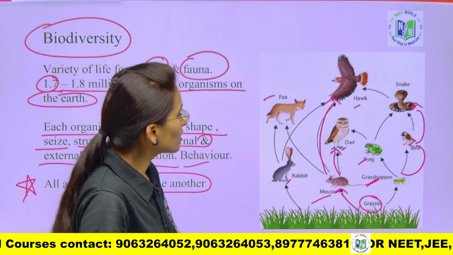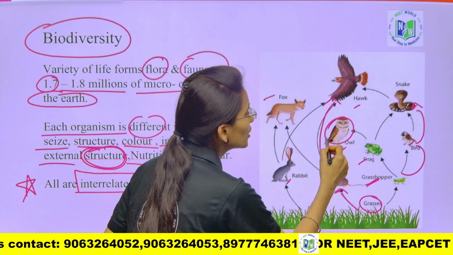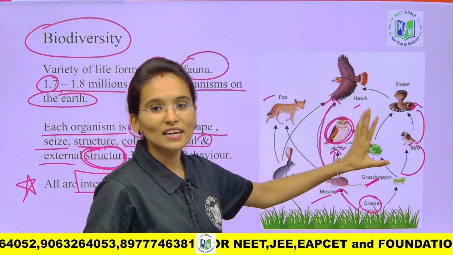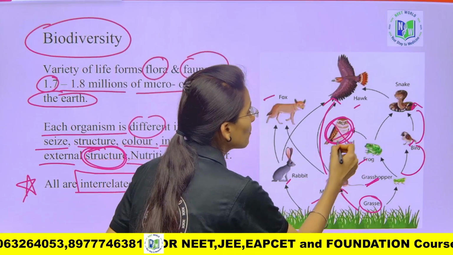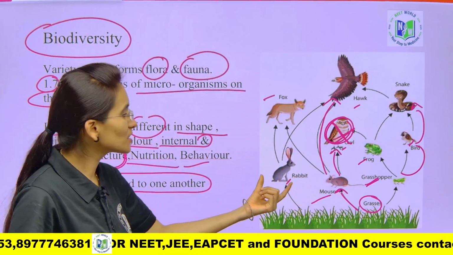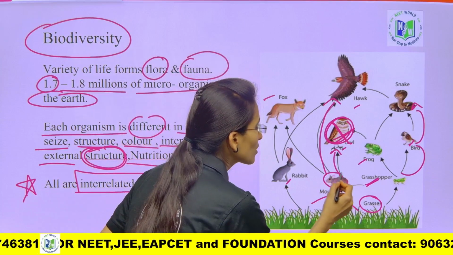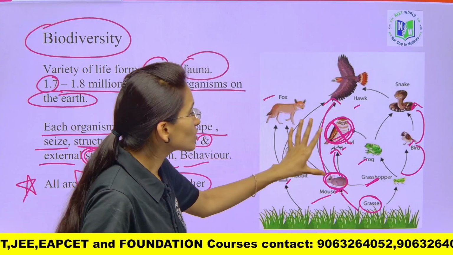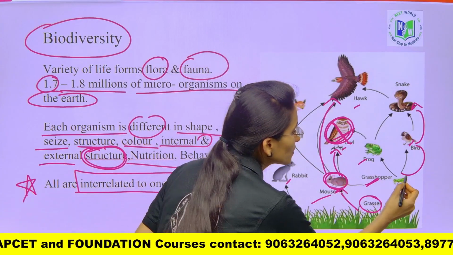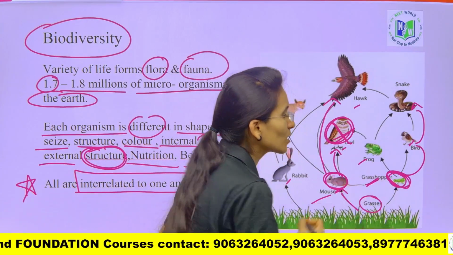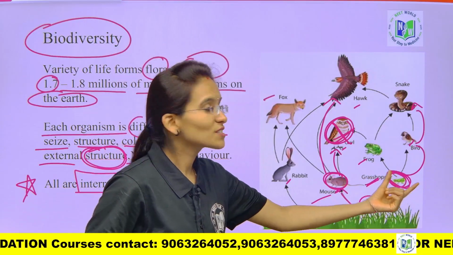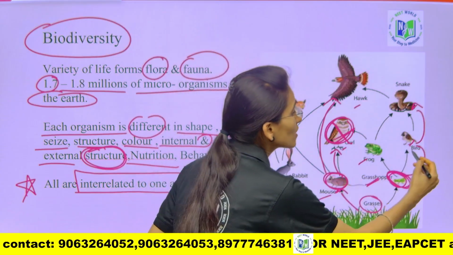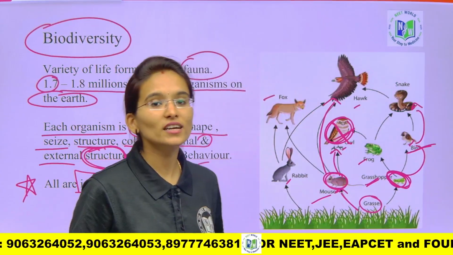So now remember, if you are going to remove this particular owl from this particular ecosystem, then what is going to happen? Which population is going to increase more, my dear students? Mouse. Okay, so the mouse population is going to increase. Similarly, when you are going to remove this grasshopper, which animal is going to increase? Birds are going to increase more in number.